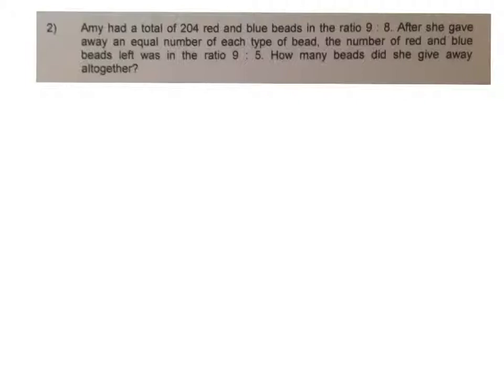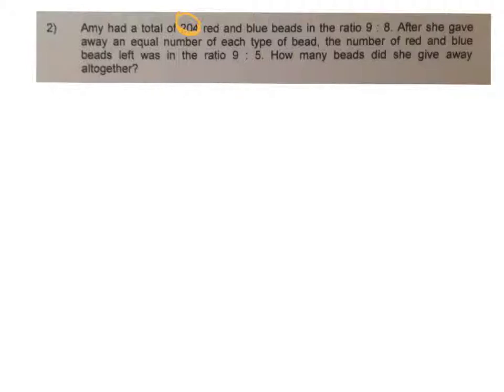Amy had a total of 204 red and blue beads. 204. Please take note of this number. This is the exact number of the red and blue beads that we have here. So when we deal with ratio, usually we are dealing with units. So those numbers are not the exact number that we are looking at. But for this question, they have provided you with the exact number, which is 204 for red and blue beads. Once we are able to do it, we will be able to use the ratio, which is the units, to find the exact number of red beads and the exact number of blue beads.